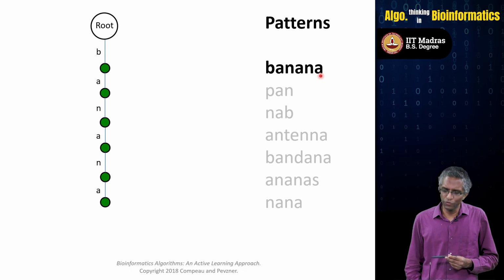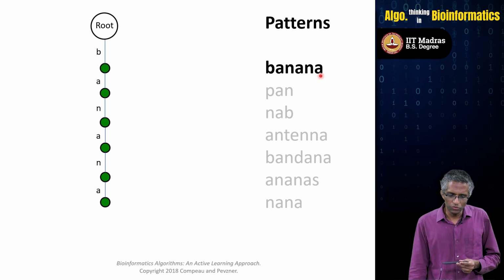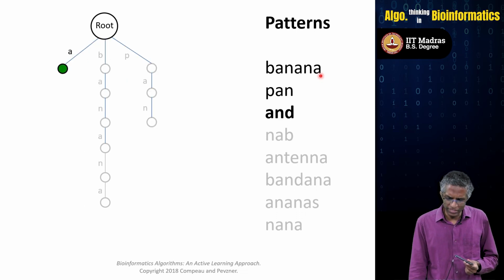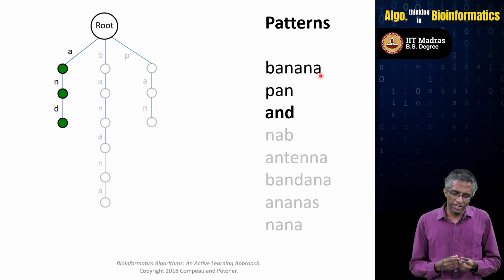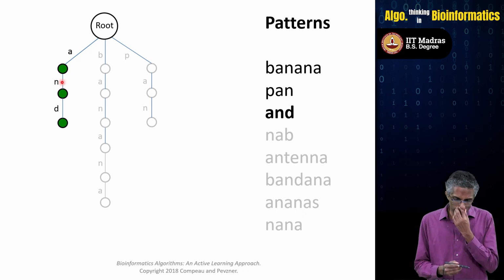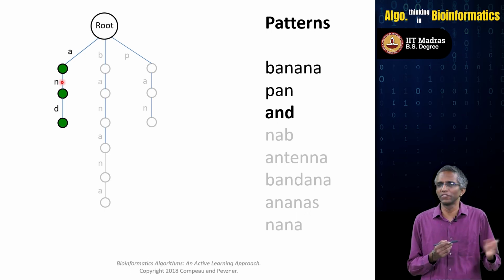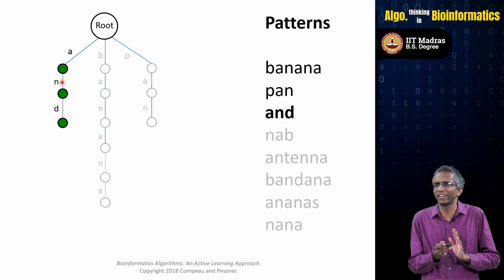Okay. Now if you have something called a pan, you do the same thing again. So you have PAN, right, and AND. All of these are just separate branches that are coming off the root. But once you see something that shares the same prefix, then you don't start a new branch, but you try to exploit sharing as much as possible.